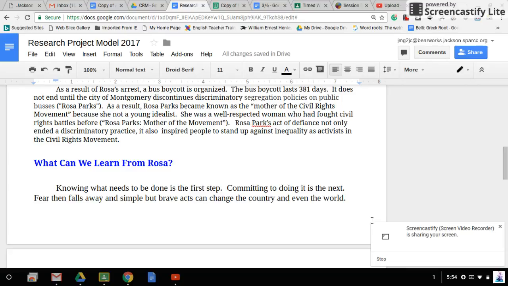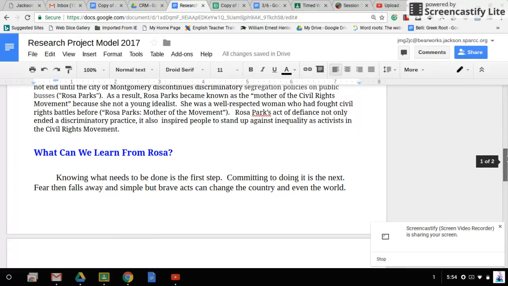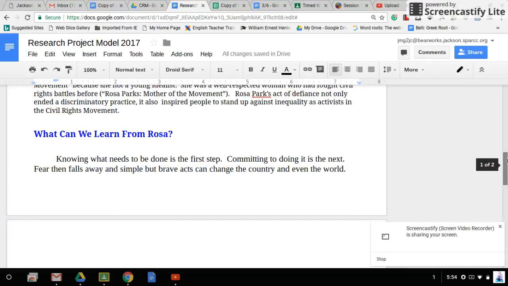I don't love this conclusion. So I would like to revise it, but we have what can we learn from Rosa? And I think that might be a nice kind of subheading, what can we learn from this event? And then I returned to my hook and I ended with a call to action for my reader.